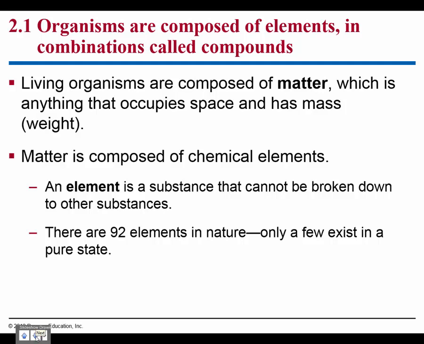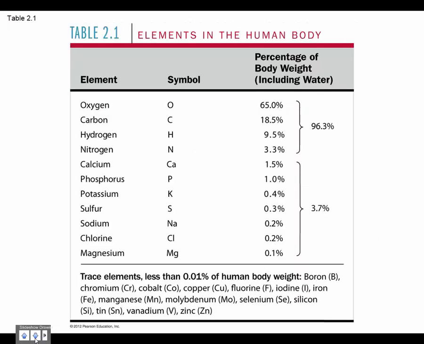Each element, once you break things down into smaller and smaller pieces, you get to a point where you can no longer break something up and still have it be whatever it is that we're calling that. So if we get to carbon, per se, we can break it down to one carbon atom. Once we break that down more, it is no longer carbon. So that's what we're talking about when we're dealing with elements. And there's 92 elements, and very few exist in a pure state.